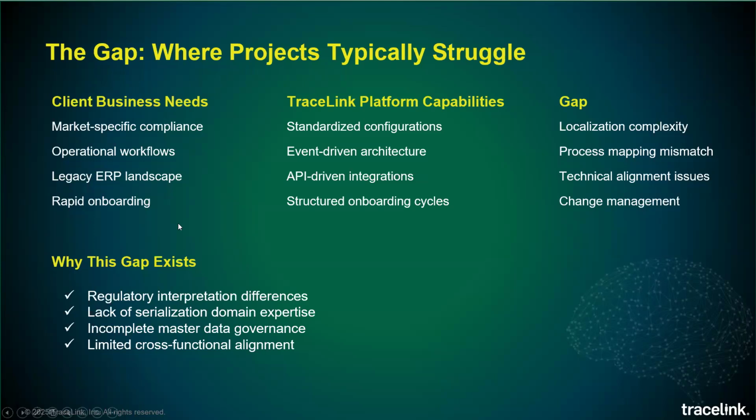And then comes your operational workflows on the client business needs. Then we have event-driven architecture. So this is basically nothing but your workflows in Tracelink, right? Every workflow is based out of a trigger, or trigger event in Tracelink, if you like. So it's more important. The gap is again process mapping mismatch.